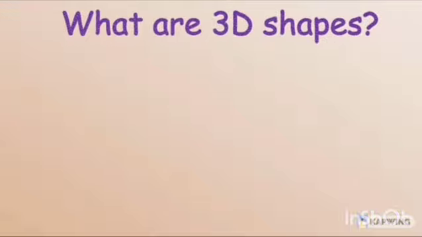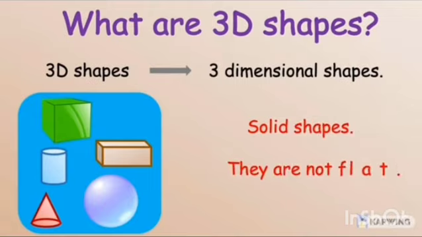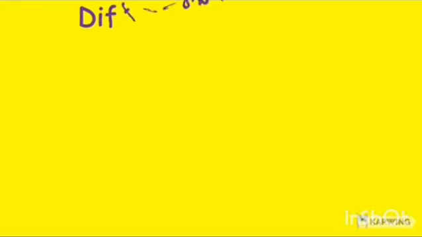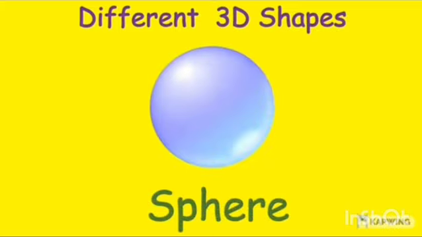So kids, what are 3D shapes? 3D shapes are three-dimensional shapes. They are solid shapes. They are not flat like the 2D shapes, but they are blown up shapes. They have thickness. There are different 3D shapes. Let's learn some of them. Let us start with the sphere.